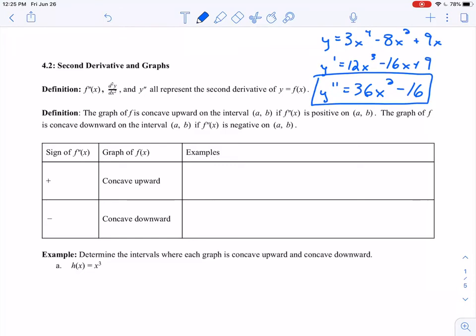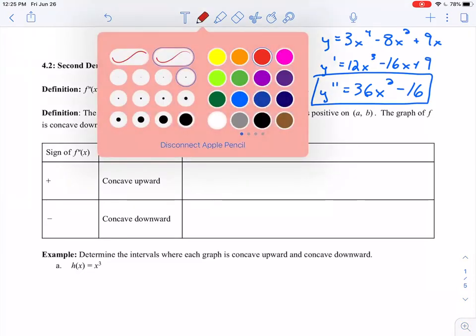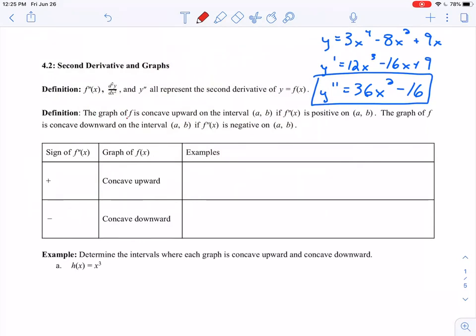Let's see, what else should we talk about? We have another definition here. It says the graph of f is concave upward on the interval a to b if f double prime of x is positive on that interval a to b. And the graph of f is concave downward on some interval a to b if f double prime of x is negative on a to b. So we have this concave upward and concave downward.